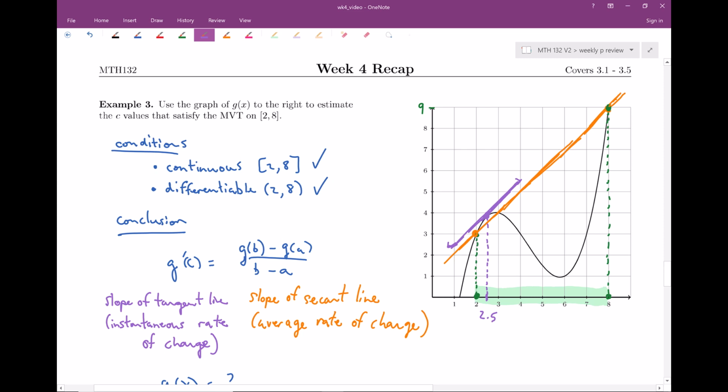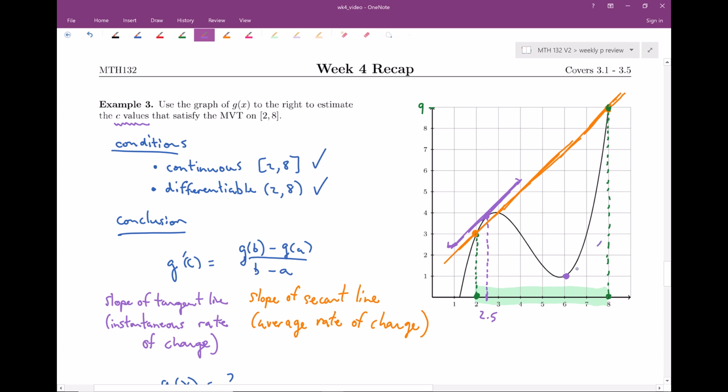All right. Now in this case, right, it's asking for the c values that satisfy the mean value theorem. So it's not just find me one, but find me all of the c values that satisfy the conclusion of the mean value theorem. So this is one of them here. You may want to pause the video for a second. Try to find me, there's one more.